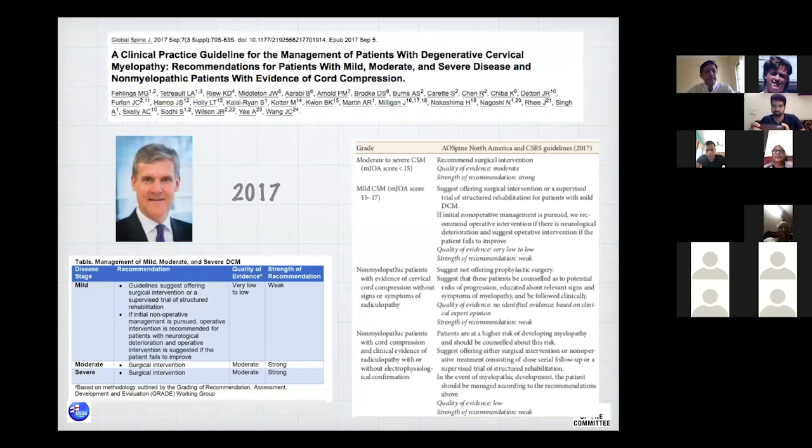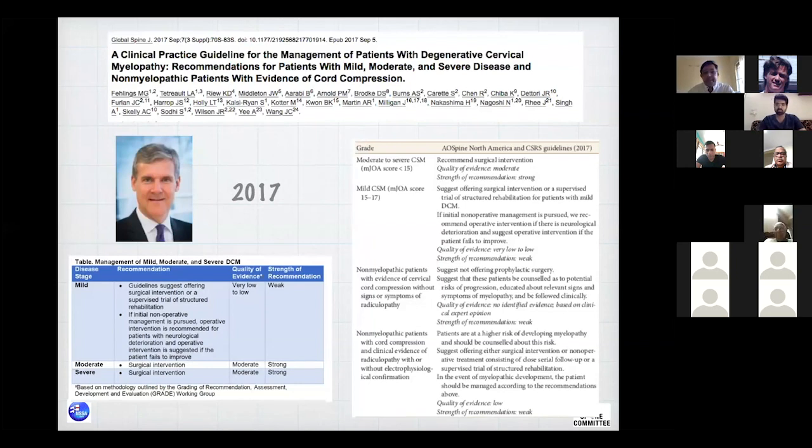But however, some of the things were not very strong, and you can see in the mild type particularly, the quality of evidence is very low, and the strength of the recommendation is also pretty weak because there is not much of consensus among the neurosurgeons, that is the practicing doctors. But whereas if a patient has got moderate and severe, the quality of evidence is moderate, and the strength of the recommendation is more strong.